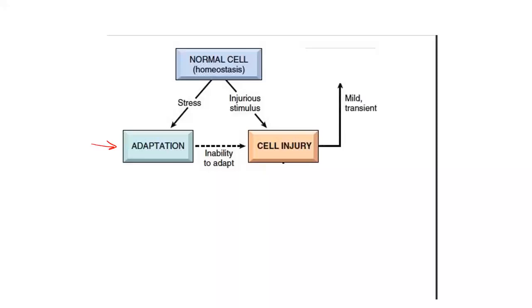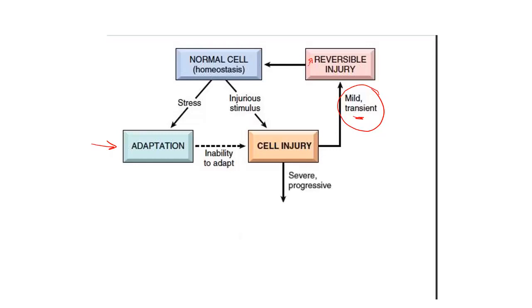This injury can be mild and transient, and so it is reversible, and then I'll go back to the normal condition. If I have just a mild or transient injury, because the injurious stimulus wasn't very strong and didn't last for a long time, I'm going to go back to normal. This is called reversible injury. It is reversed to normal.